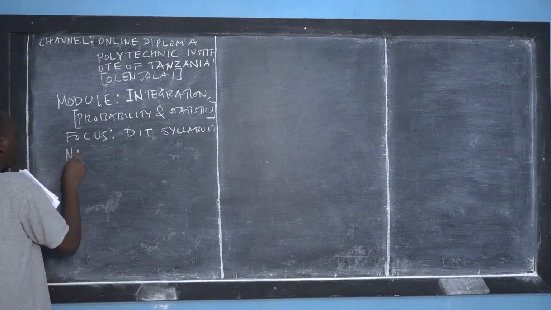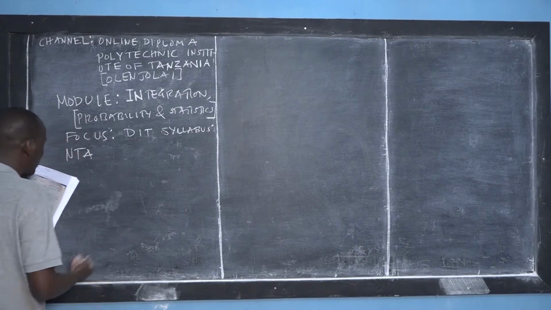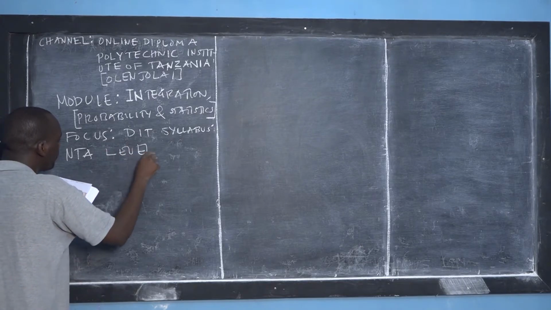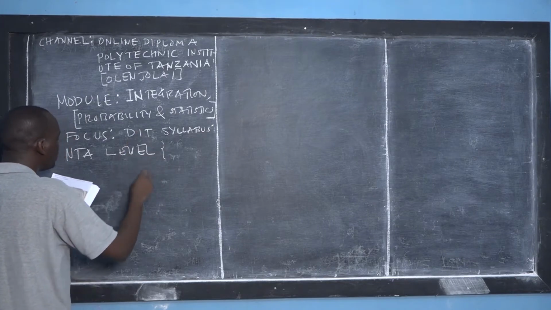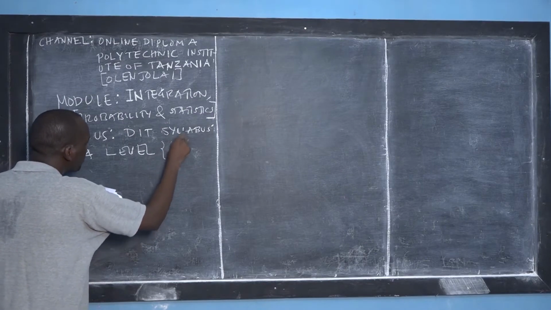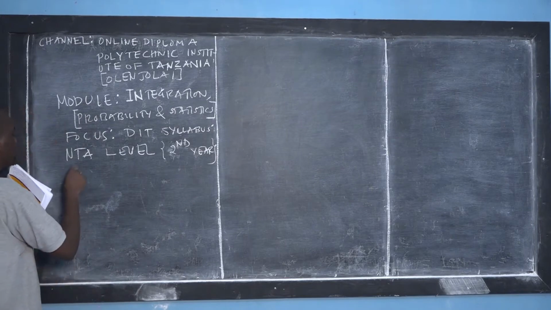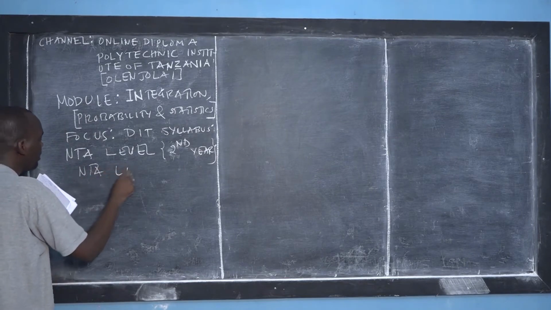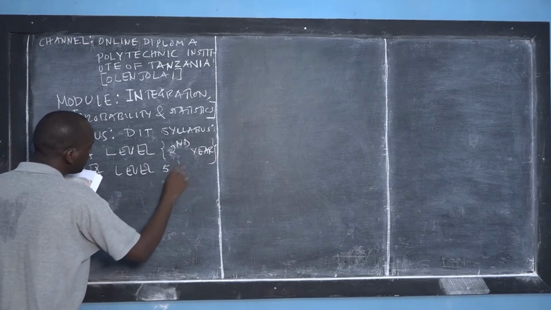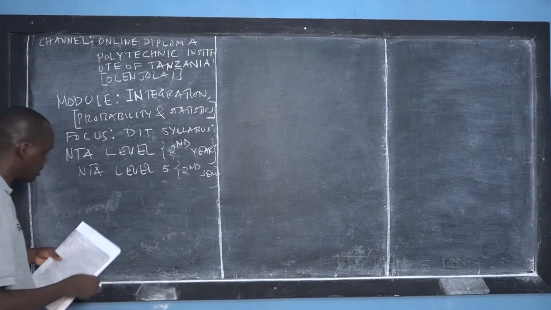So NACTE used to provide awards or certificates in NTA levels, National Technical Award. For this one, in some of the institutions, they learn this module of probability and statistics in the second year. That's the moment that they are using, and we call it NTA level 5. And for the DIT, this is a second semester module. So those are the few things that I just want you to know.